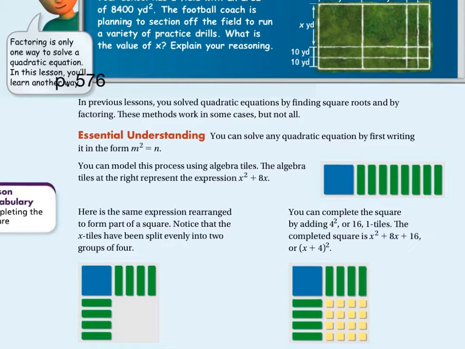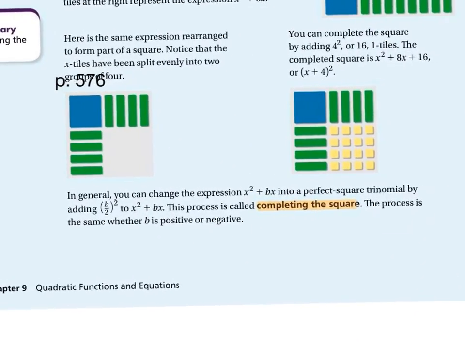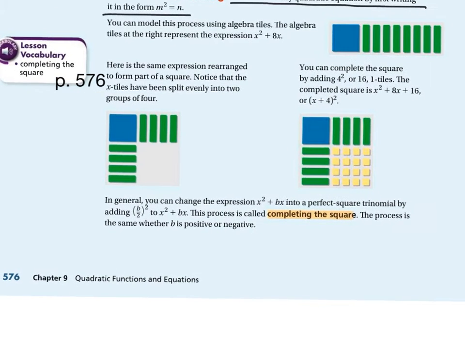In the essential understanding, it says you can solve any quadratic equation by first writing it in the form m squared equals n. And at the bottom, it talks about this process of completing the square. What we're going to do is give you some steps here to break down how we're going to work this out for completing the square.